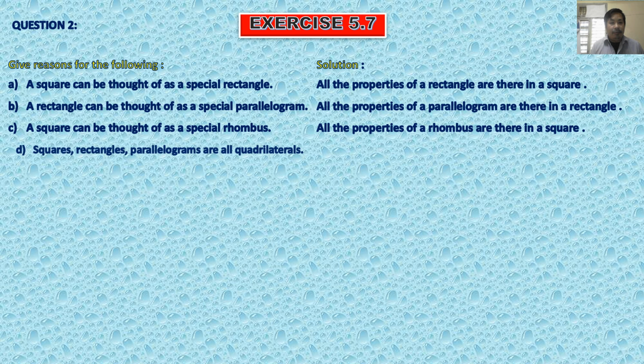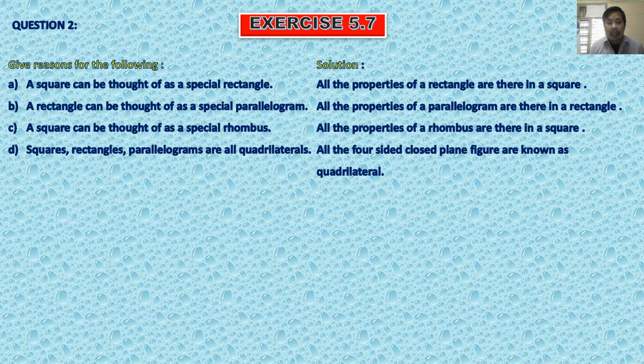Okay, next we have D. The statement is given like this: squares, rectangles, parallelograms are all quadrilaterals. Yes, squares, rectangles, parallelograms are all quadrilaterals. Why? Because they have four sides, isn't it? All four-sided figures are called quadrilaterals. So let us see the statement here.